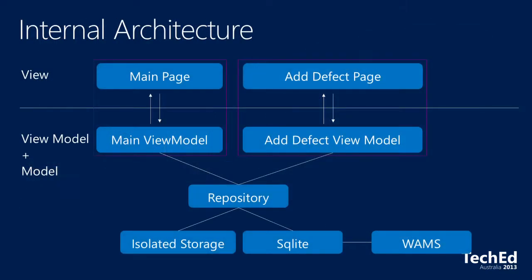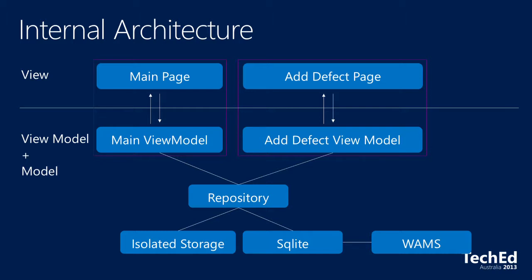And so what we're going to aim for is a model that looks a bit like this at the bottom. Now let me walk you through it top to bottom. So this is the client-side structure of our app. If you saw my presentation yesterday, you'll see the separation between our view, which is our pages, and our view model and model.